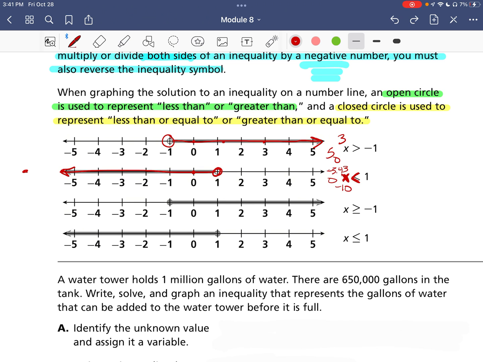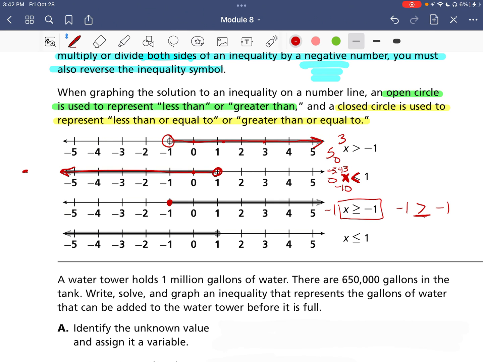Let's look at some values of x that would have a closed circle that could be the same number. So like -1, if I substitute -1 in for my x, -1 is greater than or equal to -1. That's true. It's or equal to. So I'm going to fill in my circle because -1 is a value of x that makes this inequality true. So let me say that one more time. -1 is a value of x here that makes this inequality true.